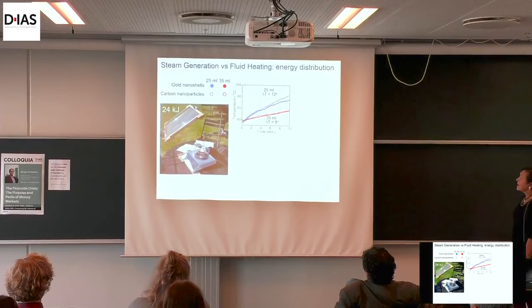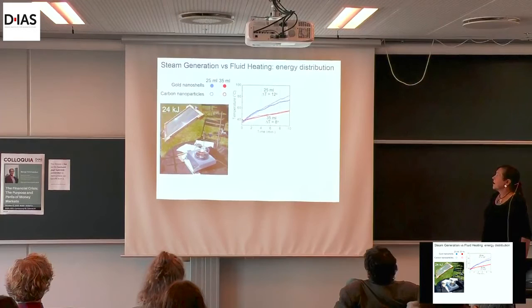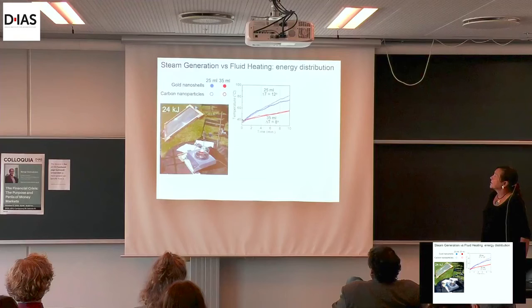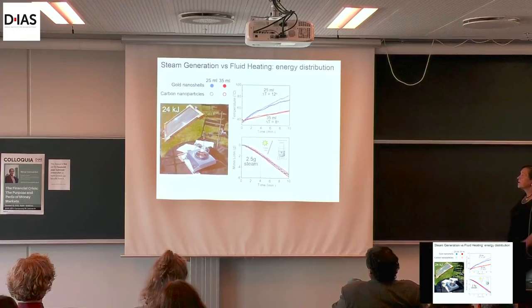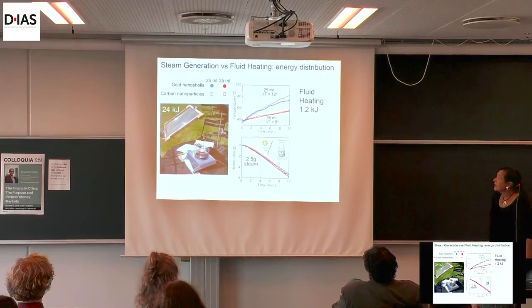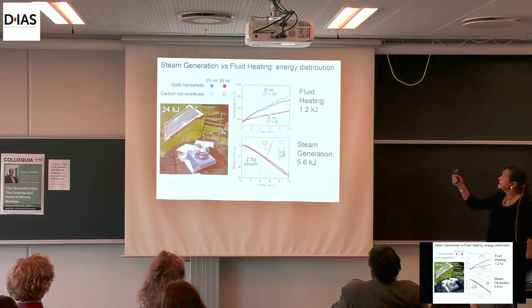And if we watch the temperature increase, of course, it's basically the heat capacity of water times the mass. So the smaller the mass, the larger the temperature increase for the same amount of time. But then if we measure the mass loss, it's identical, and it doesn't matter how much mass we have. And if we look at how much of the energy that we consume, about 80% of the energy goes directly into steam generation and very little goes into fluid heating. So what is going on here?